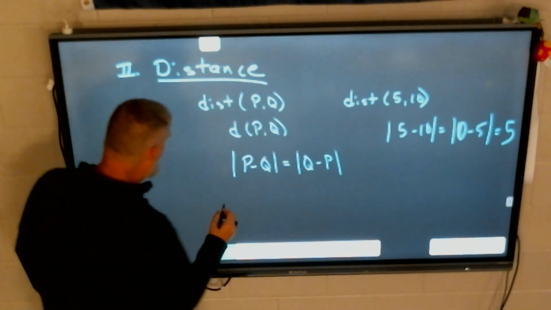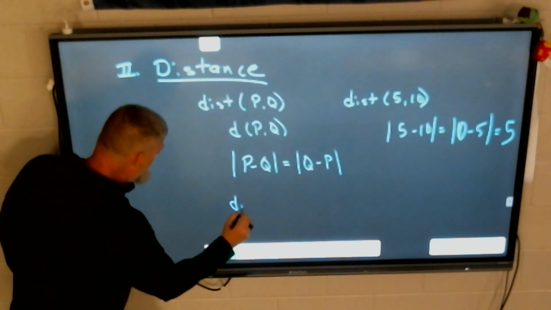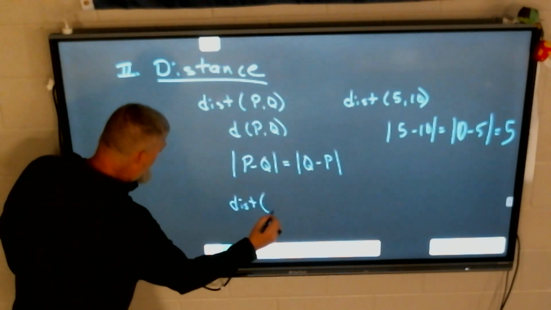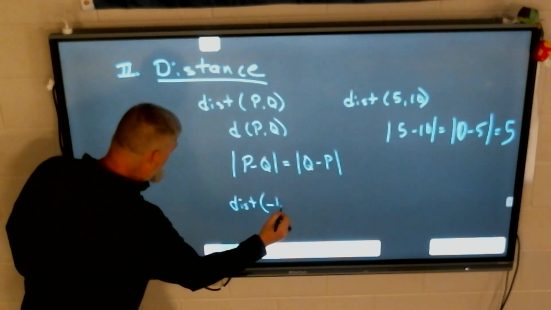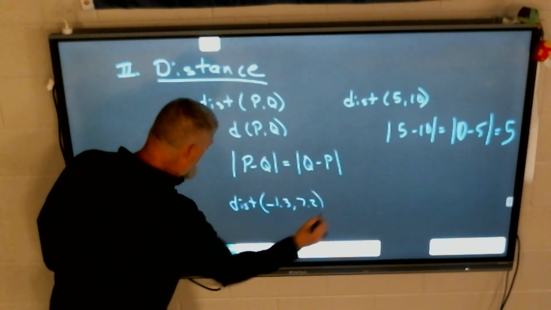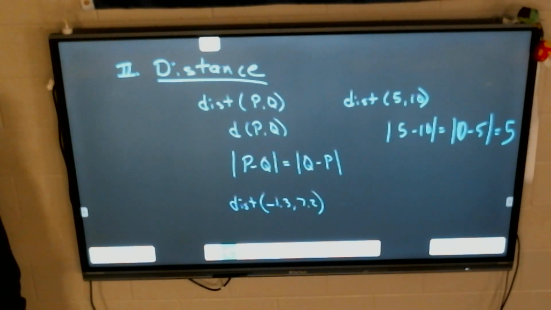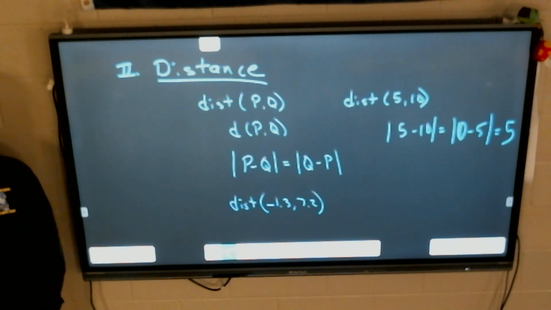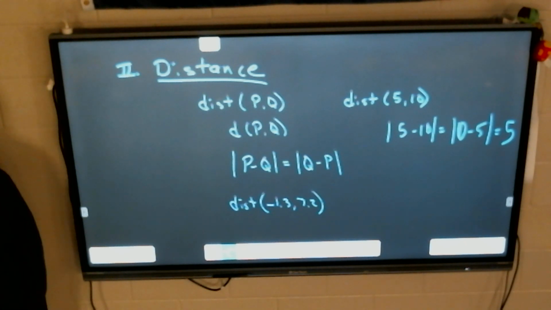Let's go find the distance between negative 1.3 and 7.2. Find the distance between negative 1.3 and 7.2. Now all of a sudden I got a little bit maybe more complicated problem. Was it 8.5? How did you get that? Just added 1.3 to 7.2.